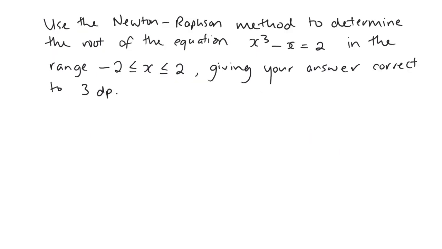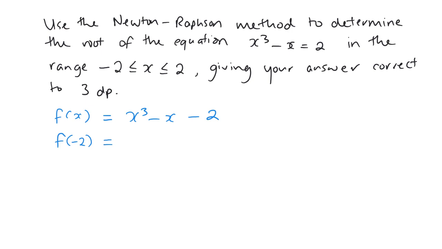Okay, so our example then: use the Newton-Raphson method to determine the root of the equation x cubed minus x equals 2 in the range minus 2 to 2, giving your answer correct to 3 decimal places. Okay, so our f of x, remember, has to equal 0, so x cubed minus x minus 2, bringing that across. We want to find where the change of sign is first. Quite often in an exam, it's separated into part 1 and part 2 of the question. In this example, it's all one.